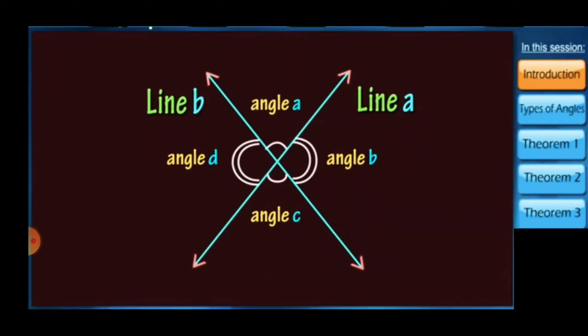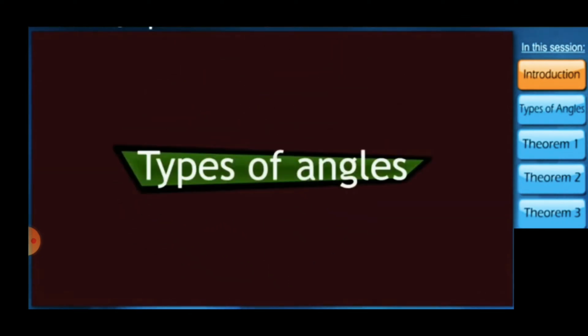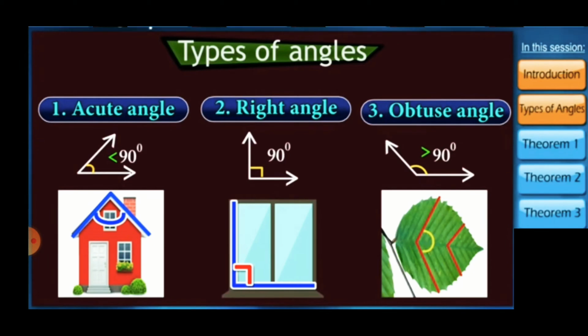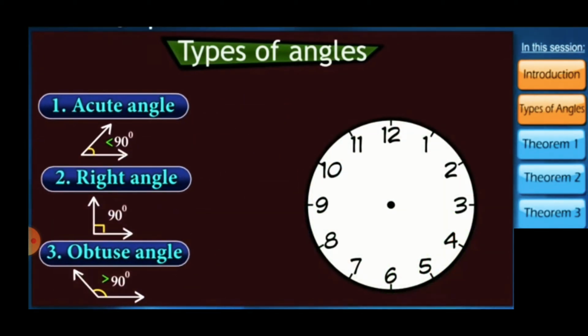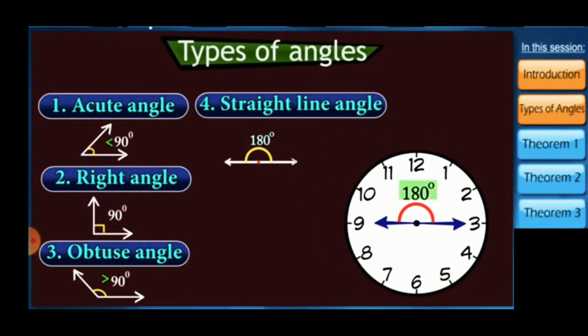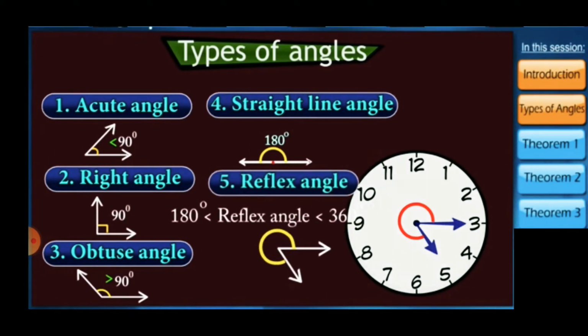So now we know what a line is, and when two such lines intersect each other, angles are formed. Now we have few basic types of angles like acute angle, right angle, obtuse angle. Even when we have a straight line, it forms an angle of 180 degrees. But then, ever wondered how to form an angle which is greater than 180 degrees and less than 360? Well, it is simple. These angles are called reflex angles.